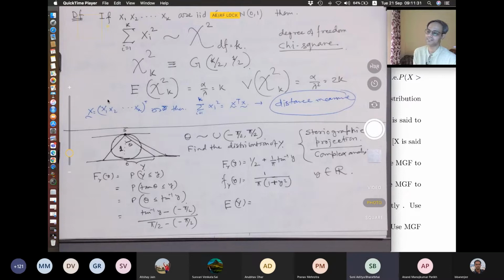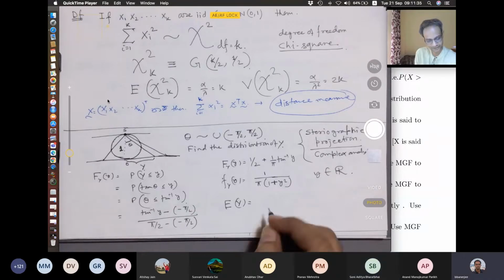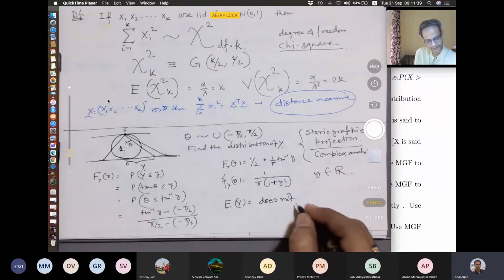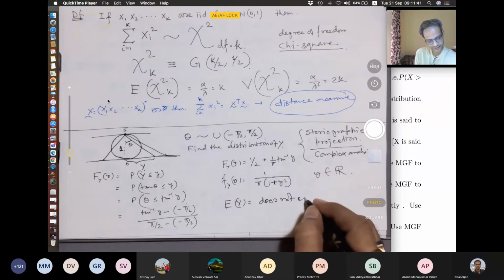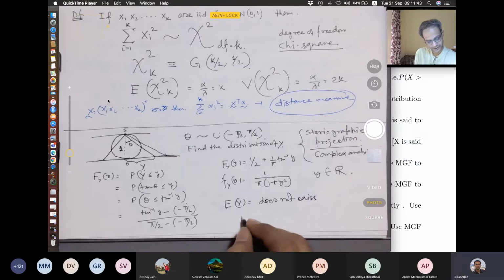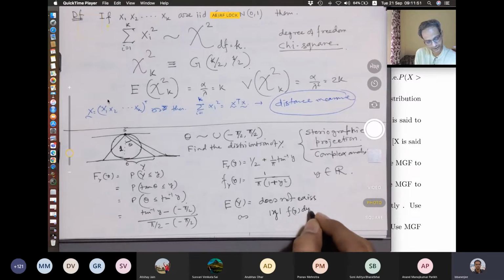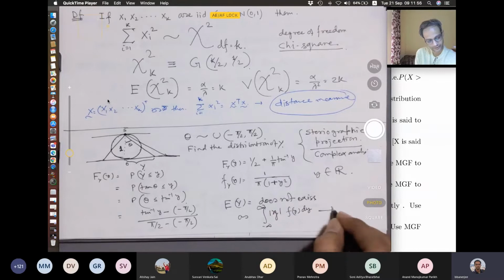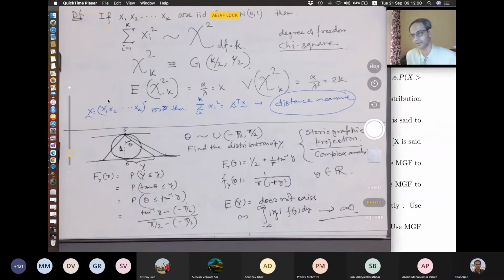Sir, not defined. Sir, is it undefined? It is not defined. It does not exist. Already we have seen this: the integral of mod of y times f(y) dy from minus infinity to plus infinity will go to infinity. None of its moments exist.